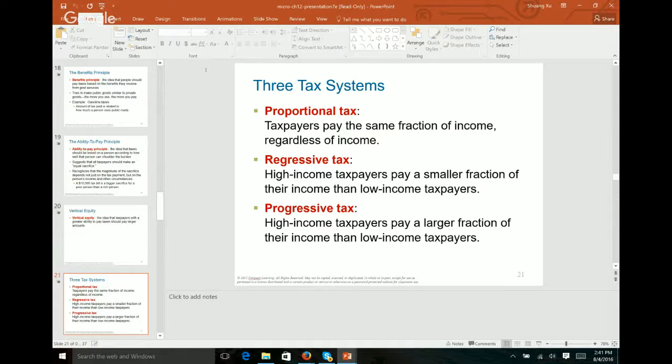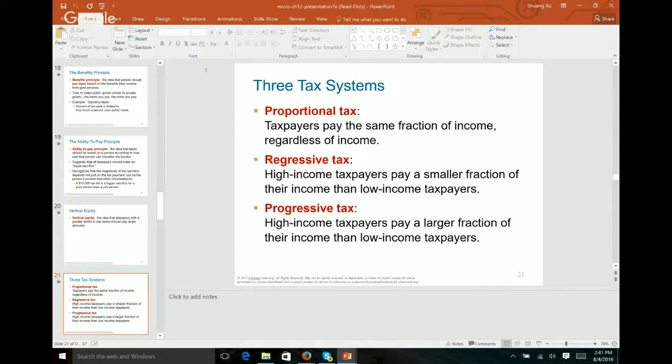So for Herman Cain's 999 plan, the 9% personal income tax is applied to all of your income, regardless of how much income you have. Everybody pays a flat 9% rate. So that is called a proportional tax system. Now, regressive means the higher income you have, you're going to pay a smaller fraction of tax. The lower income you have, you're going to pay a higher fraction of tax. The sales tax is a regressive tax, but our income tax is called a progressive tax.